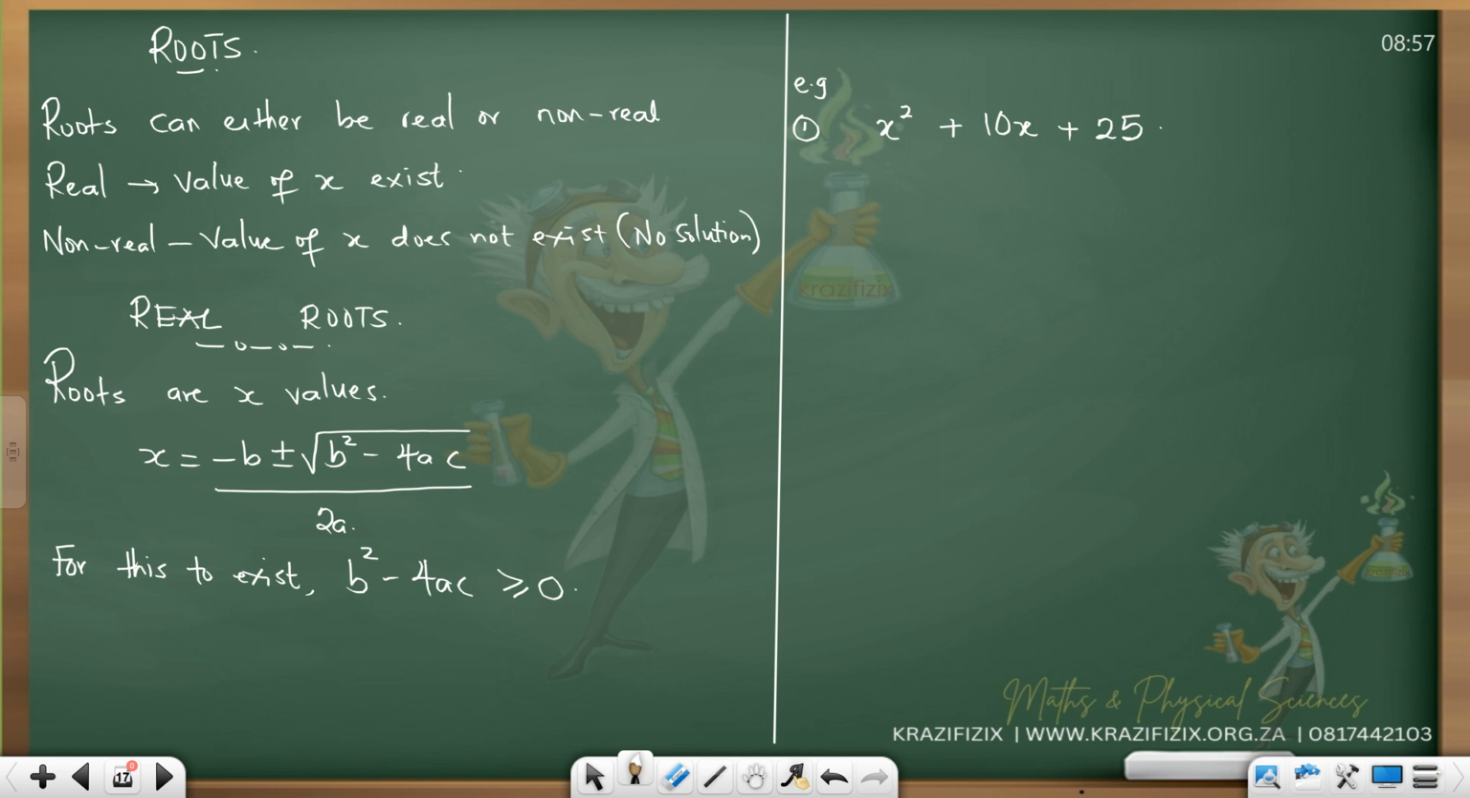Is this solvable? Let's find the discriminant, b squared minus 4ac. Let's find it. What will it be? 10 squared minus 4 times 1 times 25. What will this give us? It's a 0.